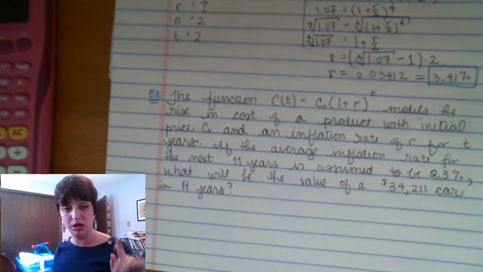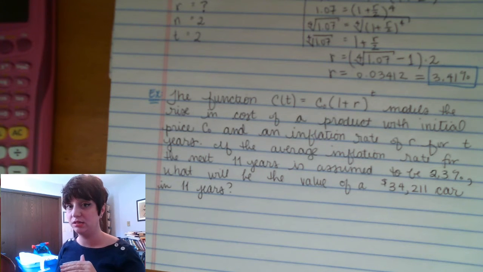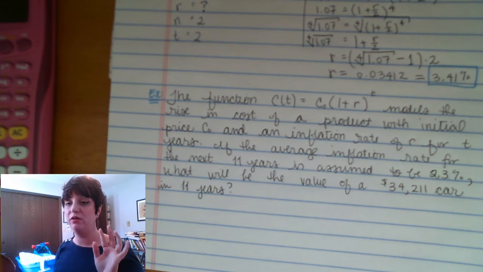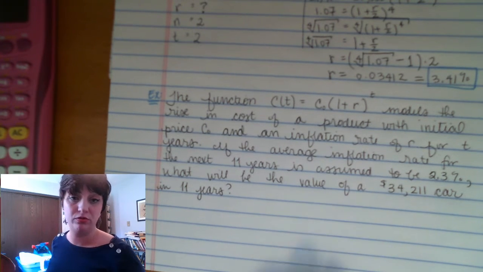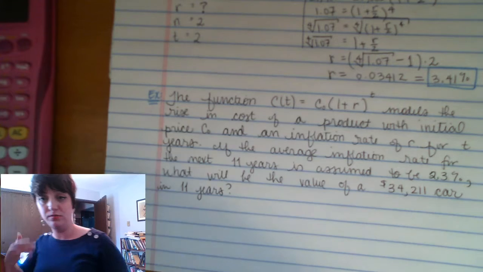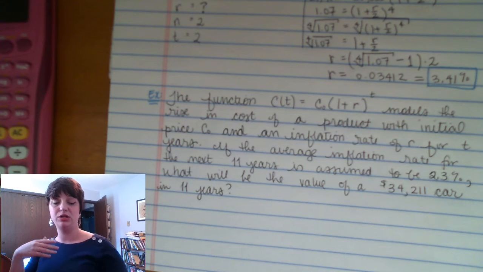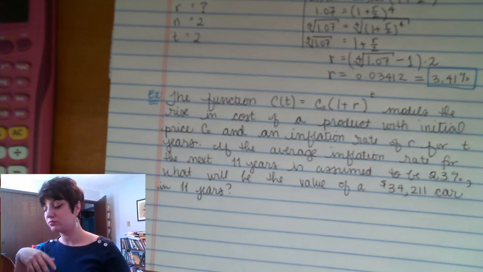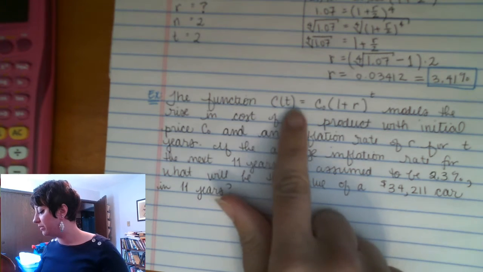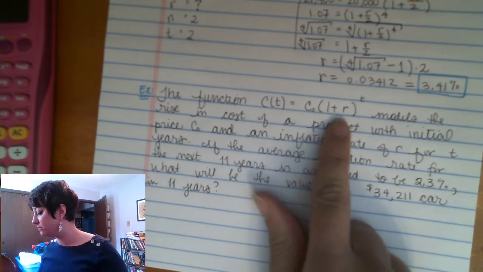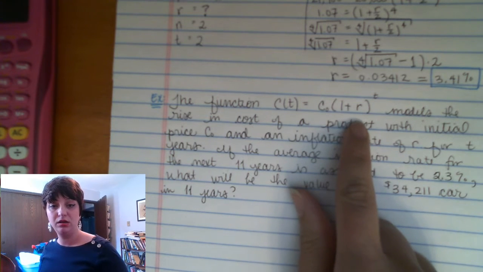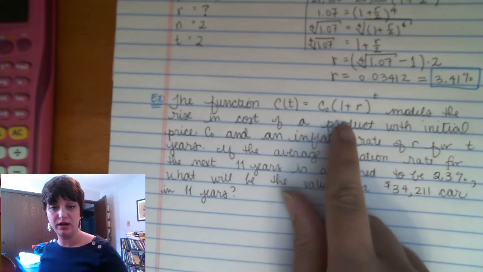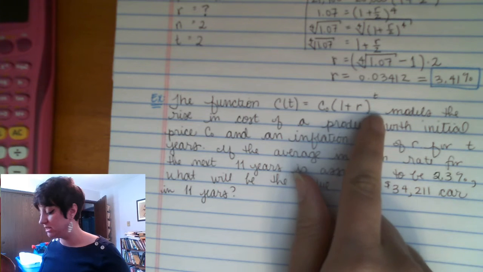I actually looked it up before I started this problem. Right now it's at 1.5%, and prior to that it was like 2.3. So for this first example, we're going to do 2.3%. That means every year prices increase by 2.3%. So here's our formula. This models the rising cost of a product with an initial price C naught, a yearly or average inflation rate of R over time T.